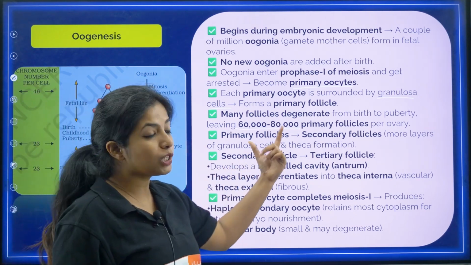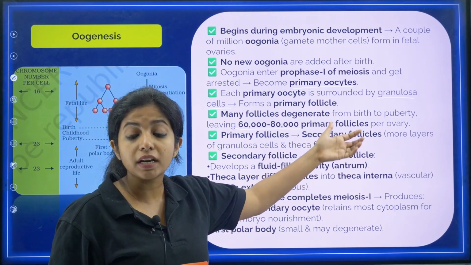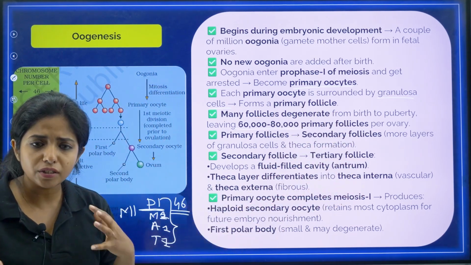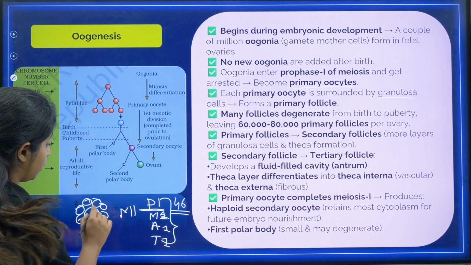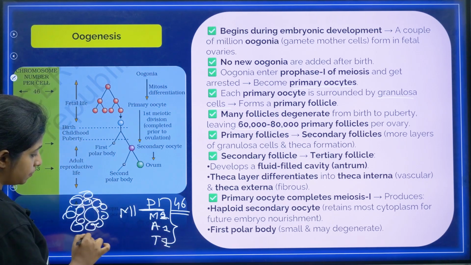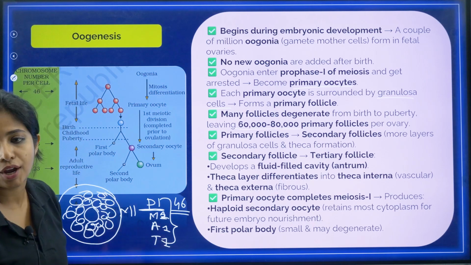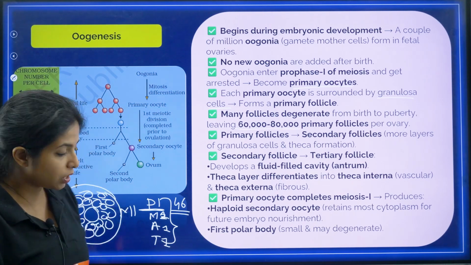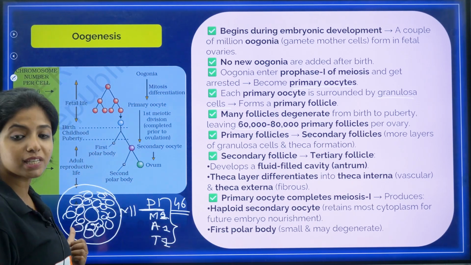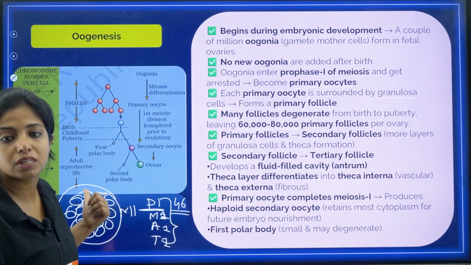Now the primary follicles would be basically transforming into secondary follicles. What is the difference between primary and secondary follicle? There will be more granulosa cells, my dear children, and there will be one extra layer formation, which is known as the theca layer. So now the secondary follicle has been made, but who is still stuck? It is the primary oocyte which is still stuck.